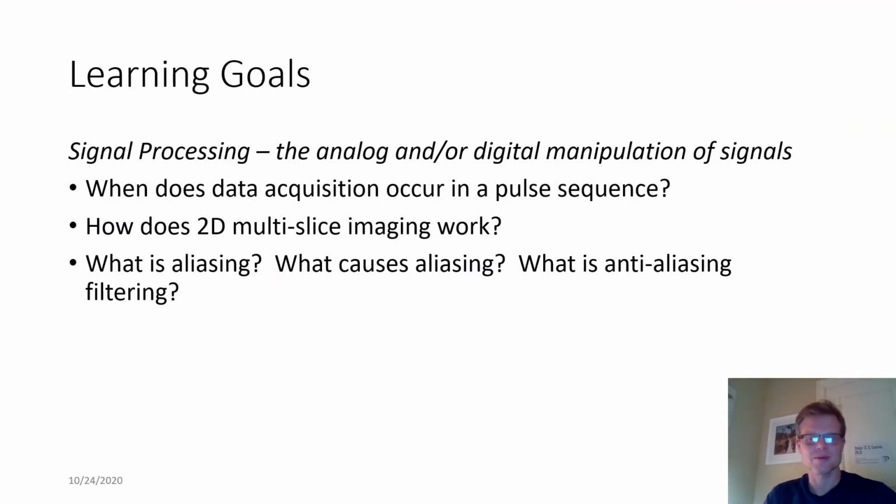So this wraps up this lecture on some of these signal processing techniques. And remember, as you're going back through this material, think about when does our data acquisition occur in our pulse sequence, and how is it filling up our data matrix. We covered a bit in how the 2D multi-slice imaging works. And then at the end, we looked at a little bit of the theory behind aliasing and how aliasing can occur. And then, of course, right at the very end there, what is anti-aliasing filtering.